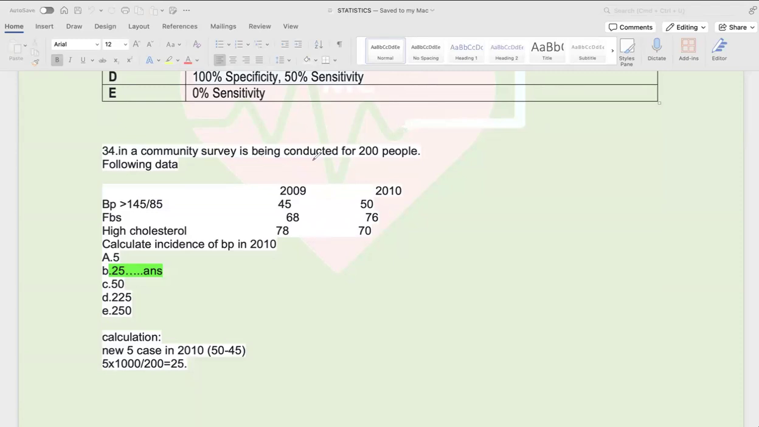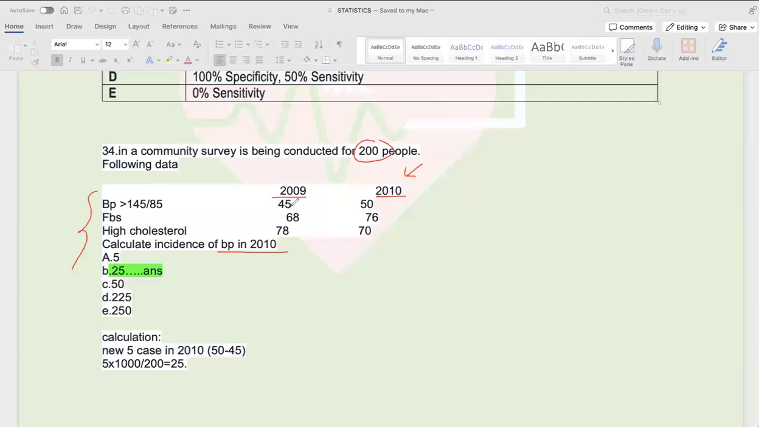In a community, a survey is being conducted for 200 people. This is the data that has been given in 2009 and 2010: blood pressure, fasting blood sugar, high cholesterol, everything. They want you to calculate the incidence of hypertension in 2010. So again, what we are looking at is the incidence of hypertension in 2010.